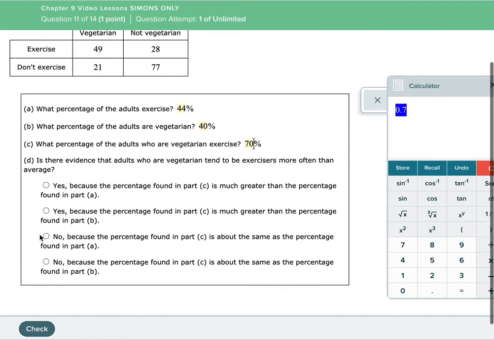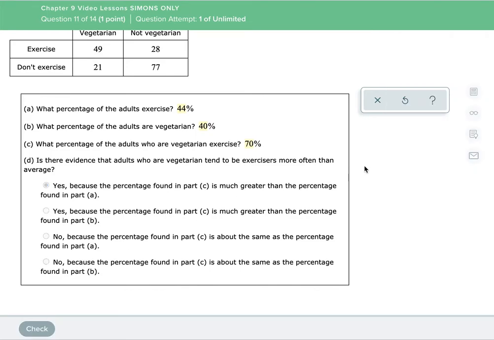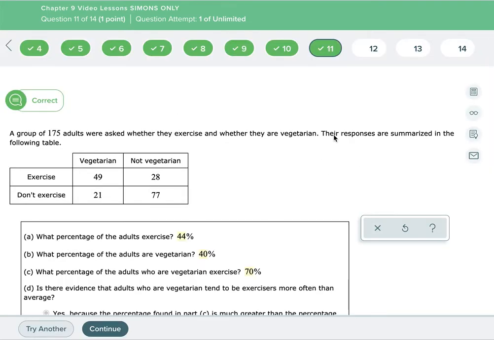So it's not going to be either this one or this one, right? It's going to be one of these 2 ones, and then these 2 top ones. And then the first one says, because the percentage found in part C is much greater than the percentage found in part A, and that is going to be our answer. We can look at the second one here, but you're comparing C and B, and we decided that we don't need B to answer this particular question, right? So you click check. Good shape.